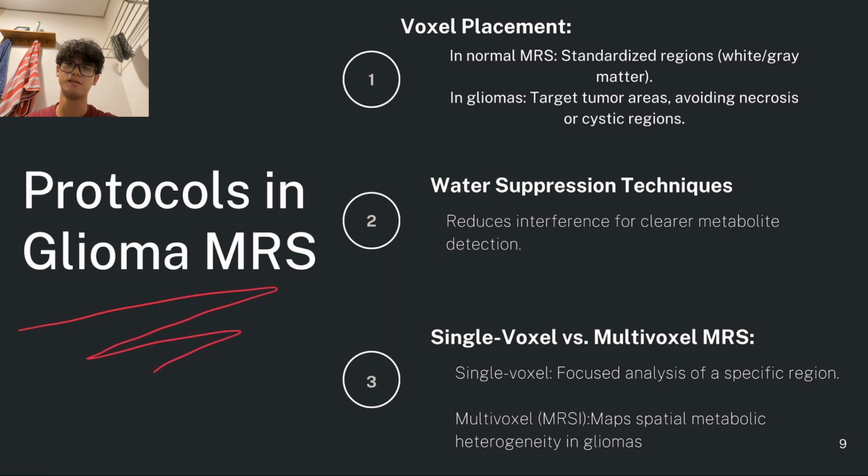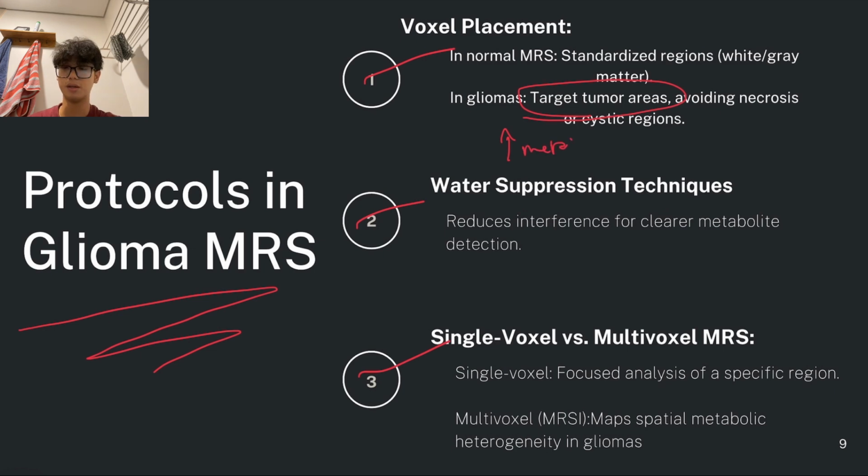So for the protocols in glioma MRS, we have voxel placement, the water suppression technique, and single voxel versus multi-voxel. For the voxel technique, instead of using the standard region, we highlight the tumor sites. For high-grade glioma, we focus on active tumor regions, highlighting the metabolites and avoiding the necrotic areas.